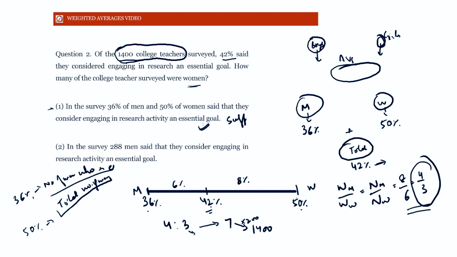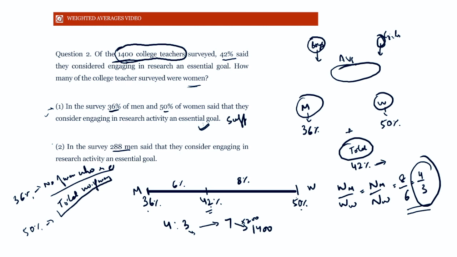All right, now let's ignore statement one and we'll only look at statement two. So, we don't have any of these figures anymore. In the survey, 288 men said that they consider engaging in research activity an essential goal. Okay, so I now have 1400 college teachers total, and 42% of them said they considered engaging in research essential. And 288 men said that they consider engaging in research essential. So I can get 42% of 1400, and I'll get the total number of people who consider engaging in research essential. So 288 of them are men, and the rest would be women.